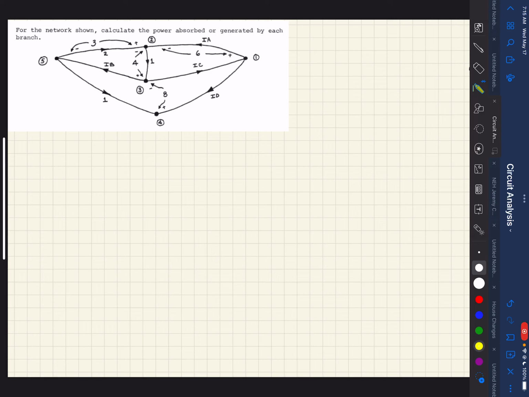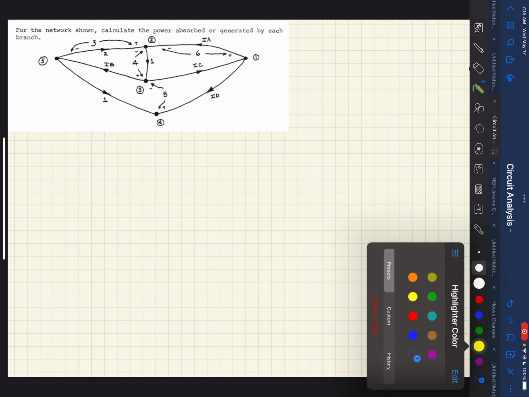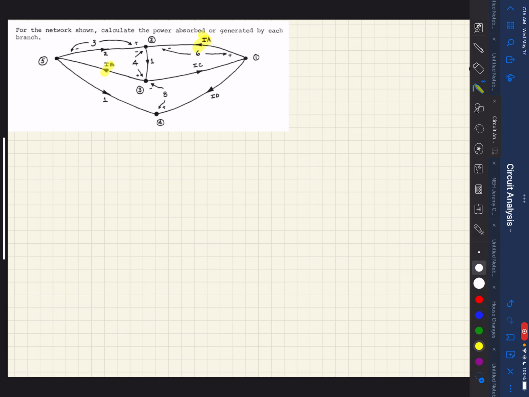So in this exercise, we're given a simple network. We're actually shown the connections, the branch connections between some nodes. And we're given some of the information as far as current and voltage relationships between these. But we do have some unknowns in IA, IB, IC, and ID.